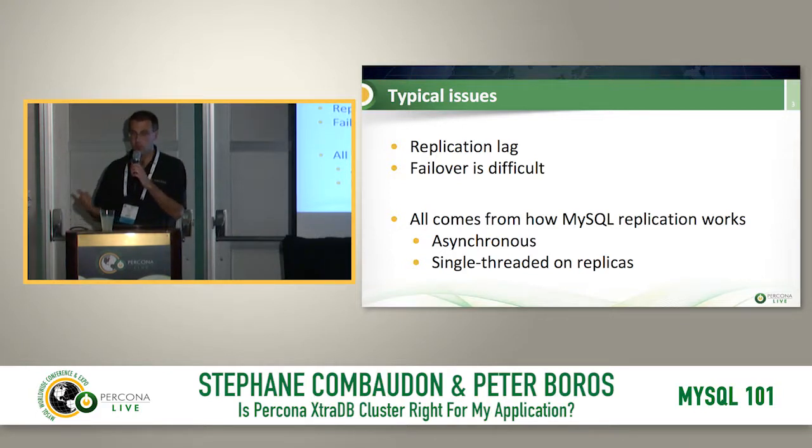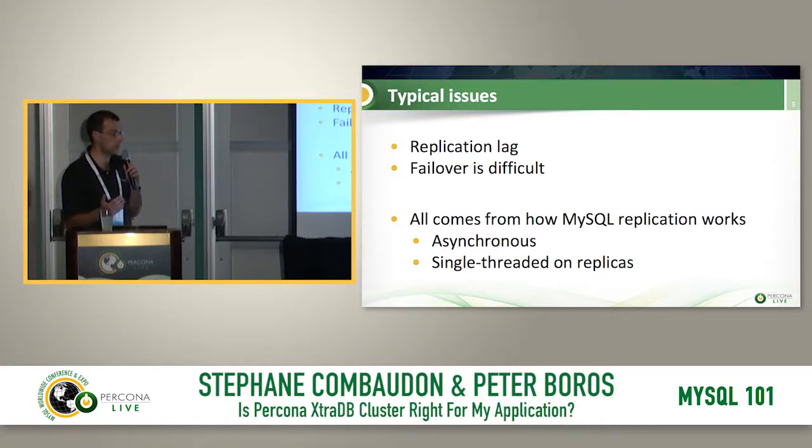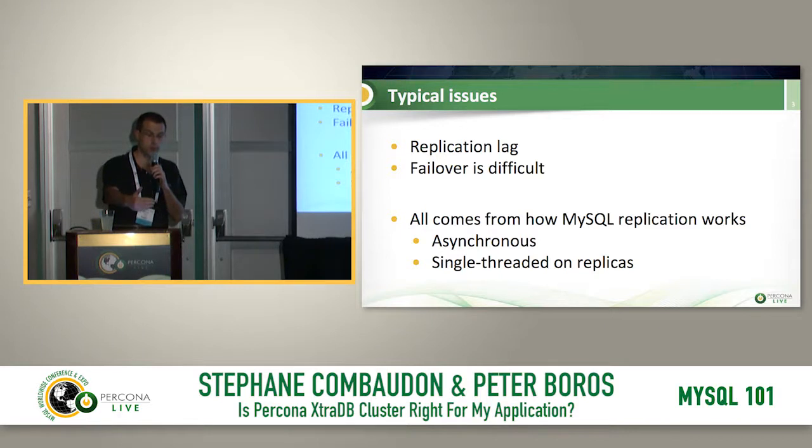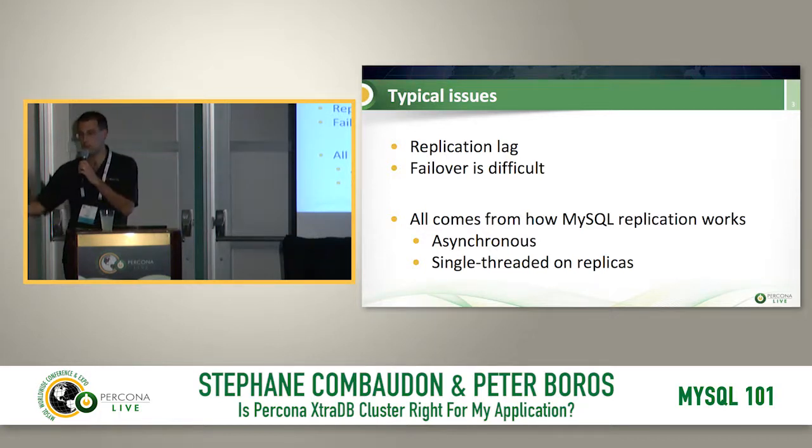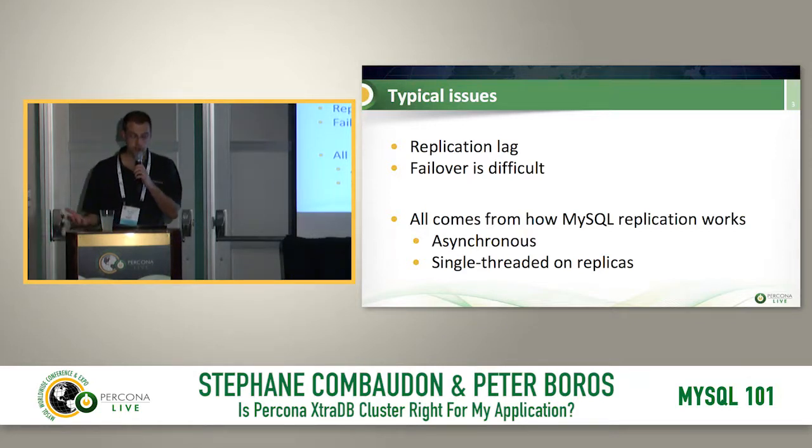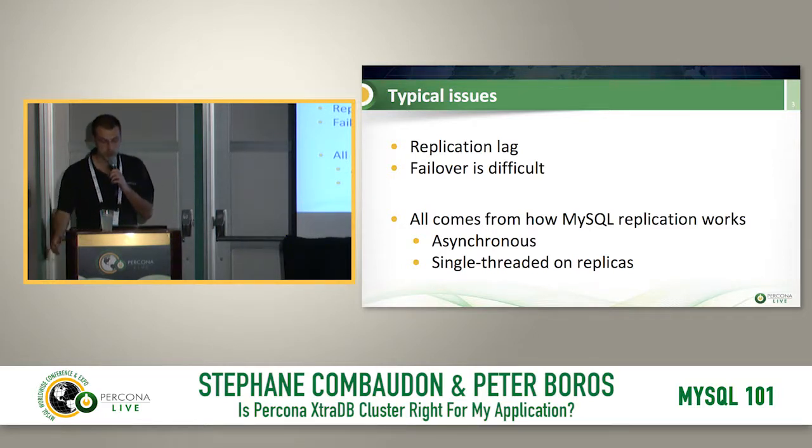For both issues, everything comes from how the MySQL replication works. Basically, it's asynchronous. So when you execute something on the master, you never really know when it will be executed on the slaves. You can have one slave that is up to date, able to keep up with the load, and another one which is lagging behind. You have no guarantees about when data will be there on the slaves.